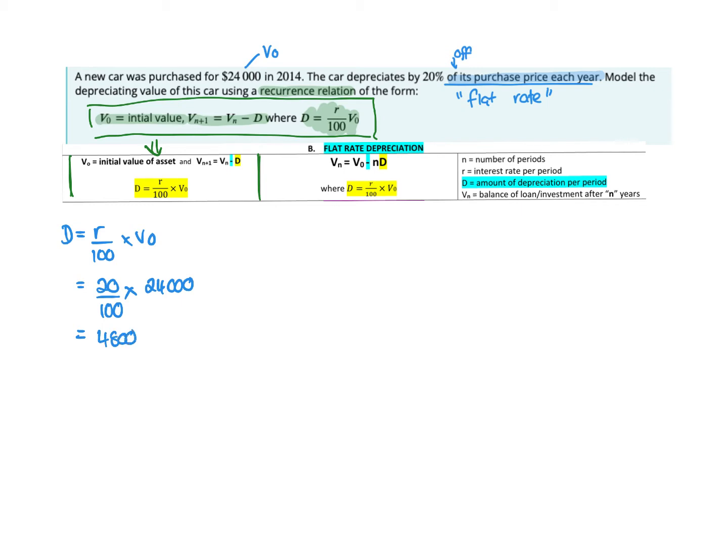Now I can write out my recurrence relation. I have to state the VO, so you have to write that out, which is 24,000. And then you have to write the rule. Now the rule is, if you look at my notes here, if it's in black you don't have to change it. If it's highlighted, you just have to make sure you're doing the right thing. So minus, and the D we've worked out.